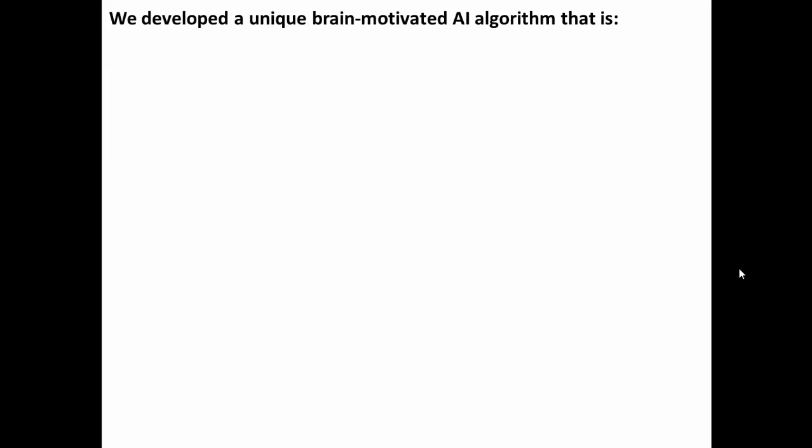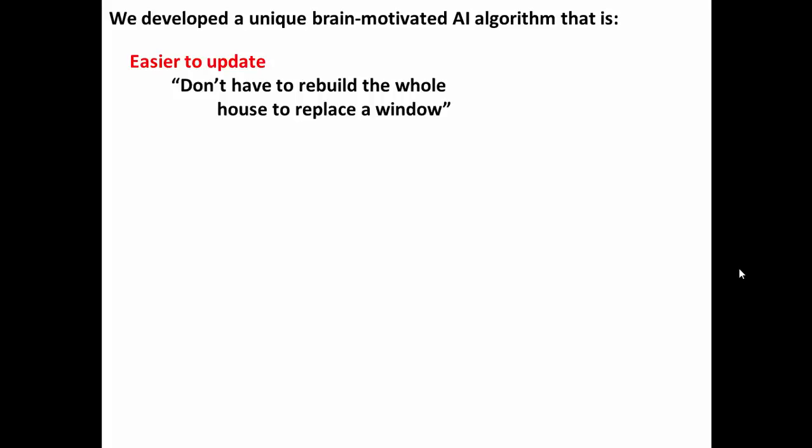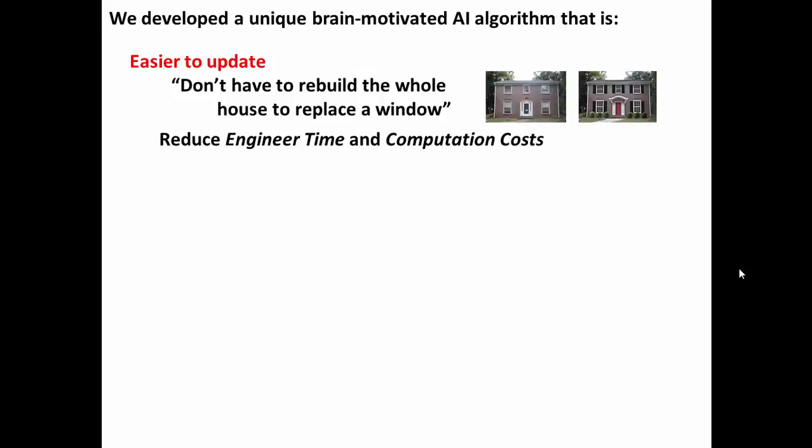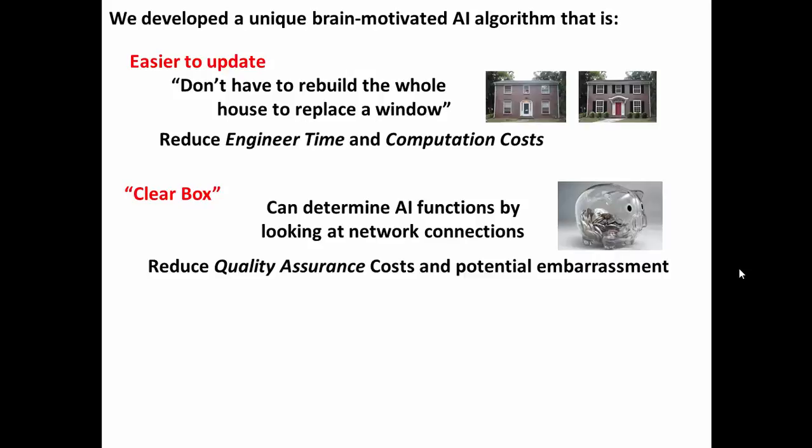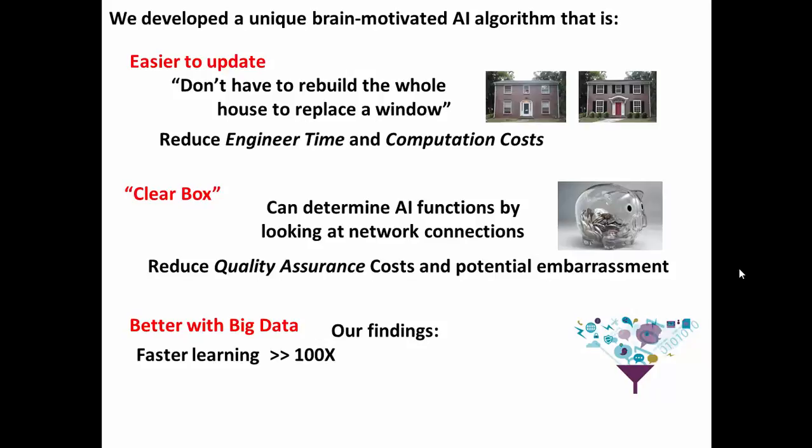We've developed a unique AI algorithm that is easier to update. You don't have to, in a sense, rebuild the whole house just to replace a window. This reduces engineering time and computational costs. The connectivity is more transparent, a clear box. You can determine the AI functions by looking at the network connections. This reduces quality assurance costs and potential embarrassment. And it works better with big data.